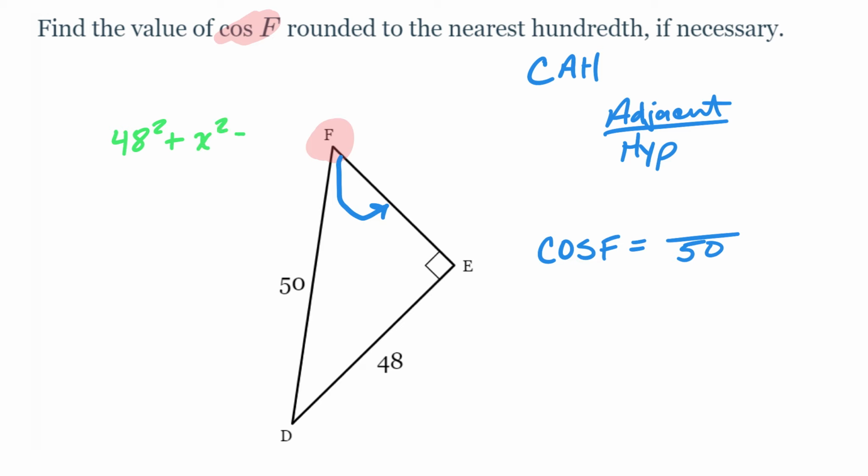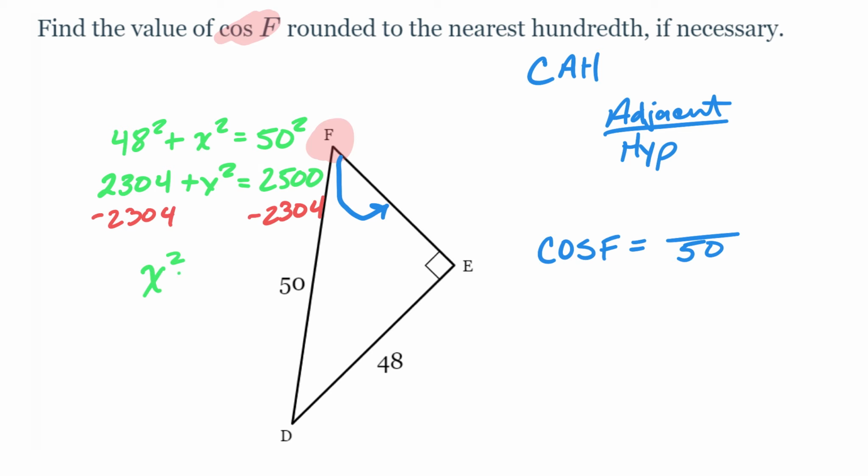So the missing side, we'll just call it x. Leg squared plus leg squared equals the hypotenuse squared. So we have 48 squared plus x squared equals 50 squared. Well, 48 squared is 2304, and 50 squared is 2500. And then we just solve for x. So I will subtract the 2304 from both sides, and I have an x squared equal to 196.